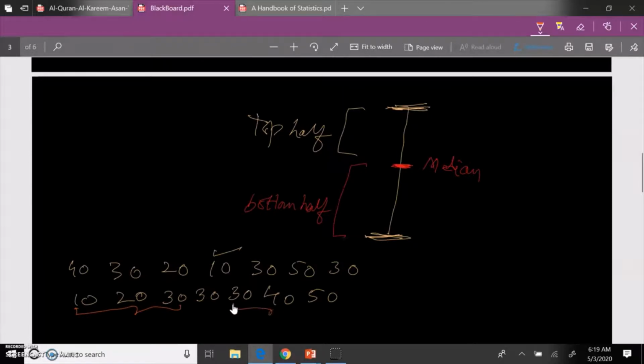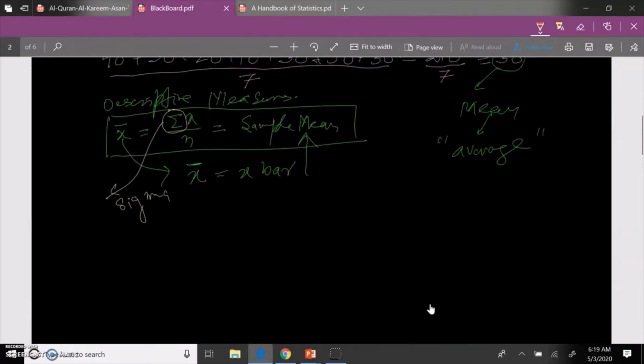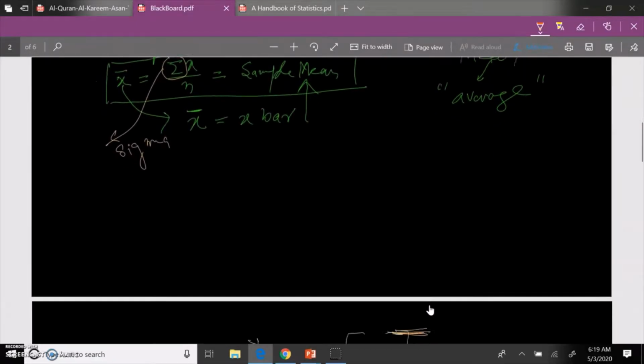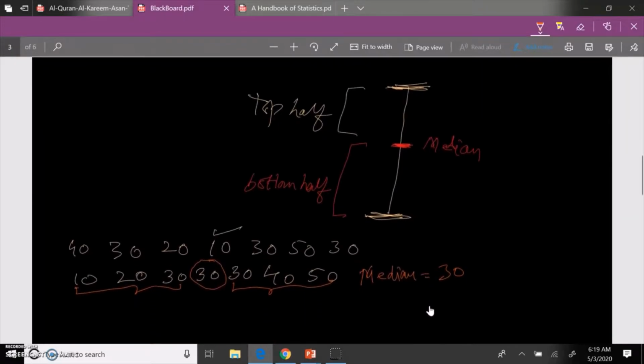This is the top half of the data set. So there is the one value in the middle, and that is 30, and 30 is the median. So our median will be equal to 30, right? And you remember our median is 30, and in our previous calculation, you remember our mean was also 30. So the mean and the median in this situation happen to be the same.